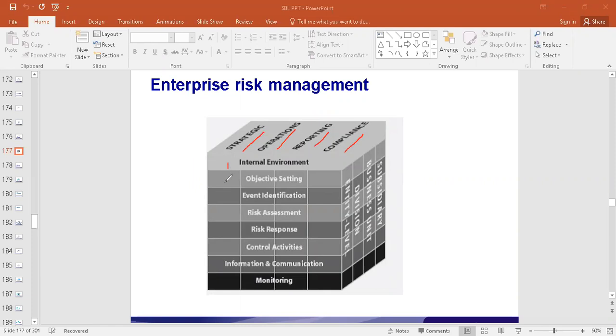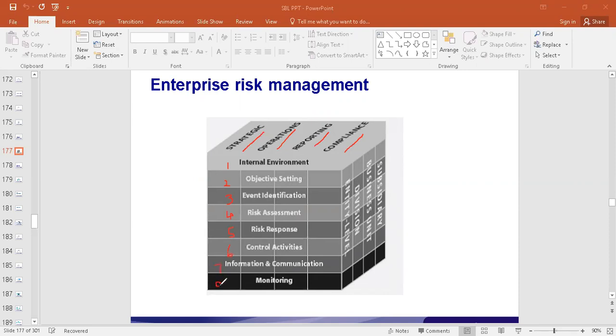Internal environment, then we see objective setting. Third one is event identification. Fourth one is risk assessment. Then fifth is risk response. Then we see control activities, and 7 is information communication, and monitoring.